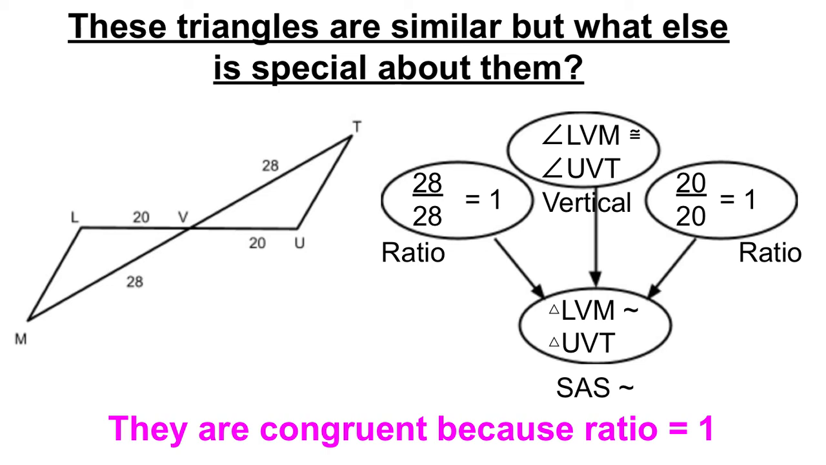Since these two triangles have a ratio of 1, that means that they're not only similar, but they are also congruent to each other. On Friday, we are going to talk more about congruent triangles, but a key takeaway for today is that congruent triangles have a ratio of 1.